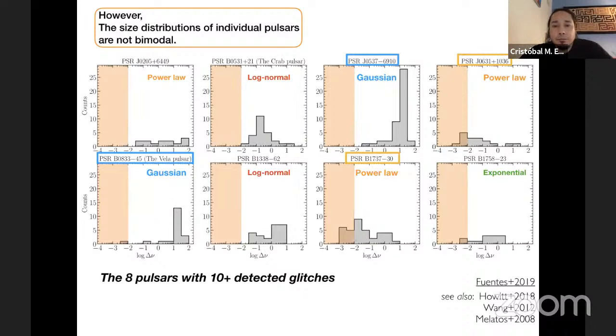So there are 2 Gaussian pulsars here, 0537, and then the Vela pulsar, which is on the bottom left. Those are Gaussian distributions, meaning that there's some sort of preferred size for the pulsar. However, the pulsars that I marked in yellow are power law distributions, which means something completely different in terms of the glitch mechanism, the glitch trigger, etc. And also here in the yellow shaded area, we marked the area under which we think that maybe not all glitches have been detected.